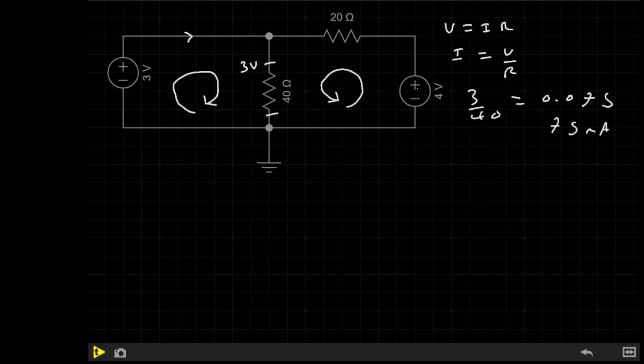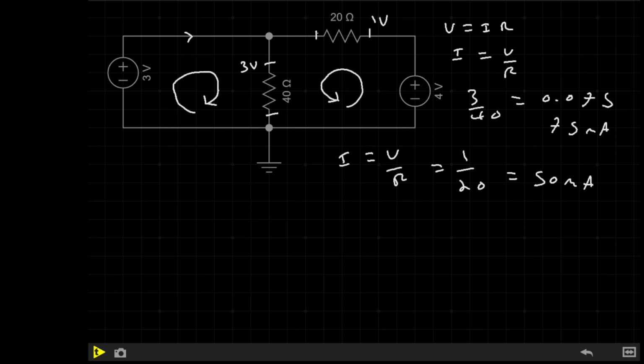Now, using Kirchhoff's voltage law, because there is 3 volts dropped across this resistor and we have a 4 volt supply, we actually know there must be only a 1 volt drop over this resistor. So again, using Ohm's law, we can take I equals V divided by R, giving us 1 over 20, which is 1 volt divided by 20 ohms, which gives us 50 milliamps. So the current flowing through this resistor is 50 milliamps.